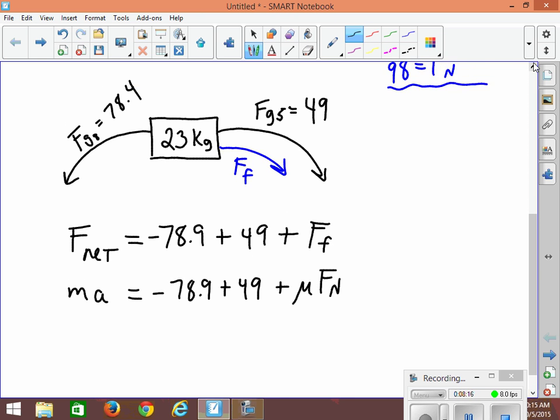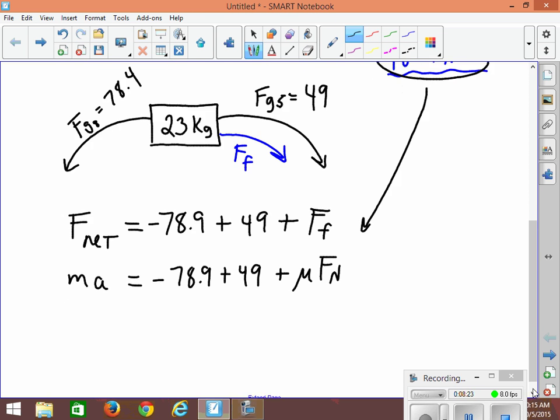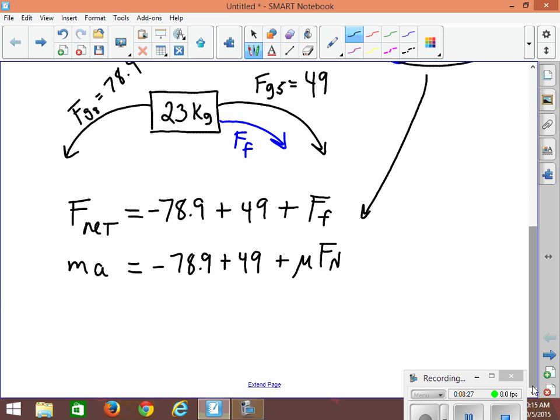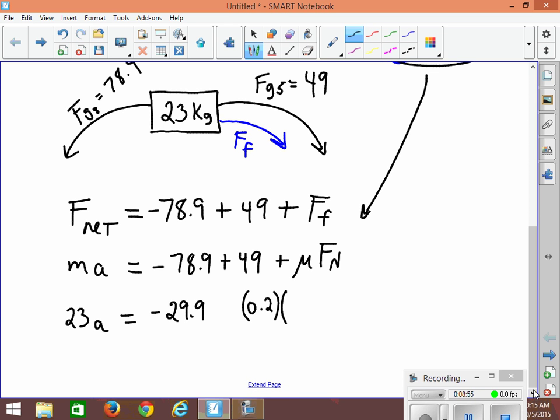That's why we did this little bit of work up here, because that's our normal force. So we're going to bring that down. And we have a mu, it's 0.2. So if we do a little bit of math, the mass of this is 23, so we get 23a equals, and let's see, 78.4 and then 49 is going to be pretty close to 30. It's about 29.9, right? We could put 30, but that's fine. Now the friction is 0.2 for the coefficient, and the normal, we had it up here, 98 newtons. So I'll put that in. Now the friction is contributing to clockwise-ish motion, or at least it's trying to prevent counterclockwise. So that would be a positive number in this particular case.